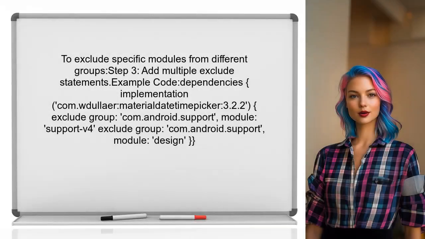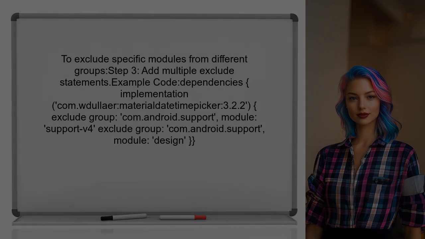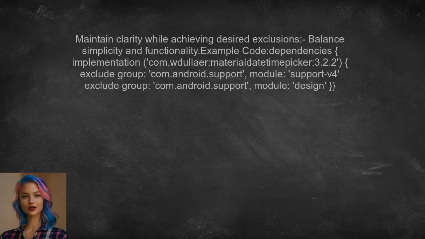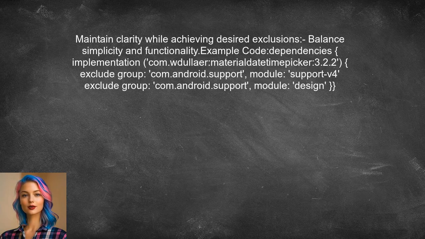If the user needs to exclude specific modules from different groups, they can still do this in a straightforward manner by adding multiple exclude statements within the same dependency block. This approach allows the user to maintain clarity while still achieving the desired exclusions. It's a balance between simplicity and functionality.